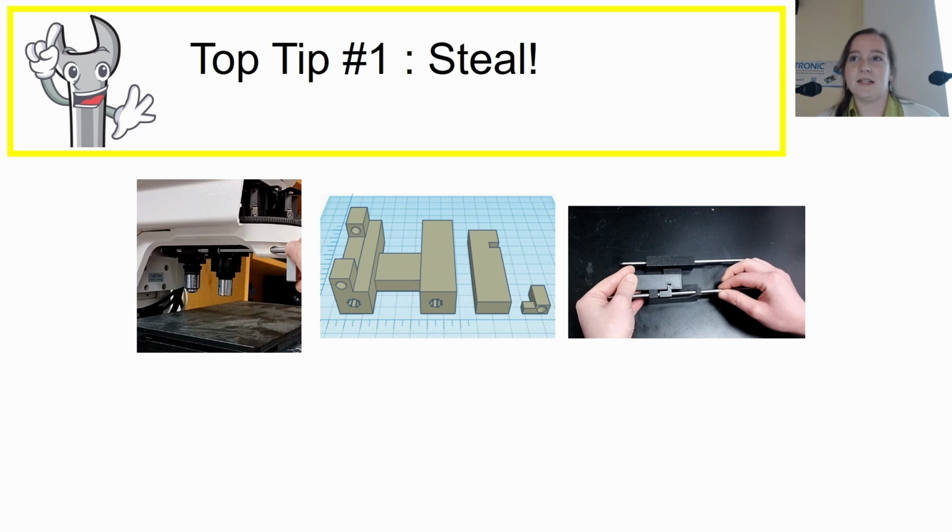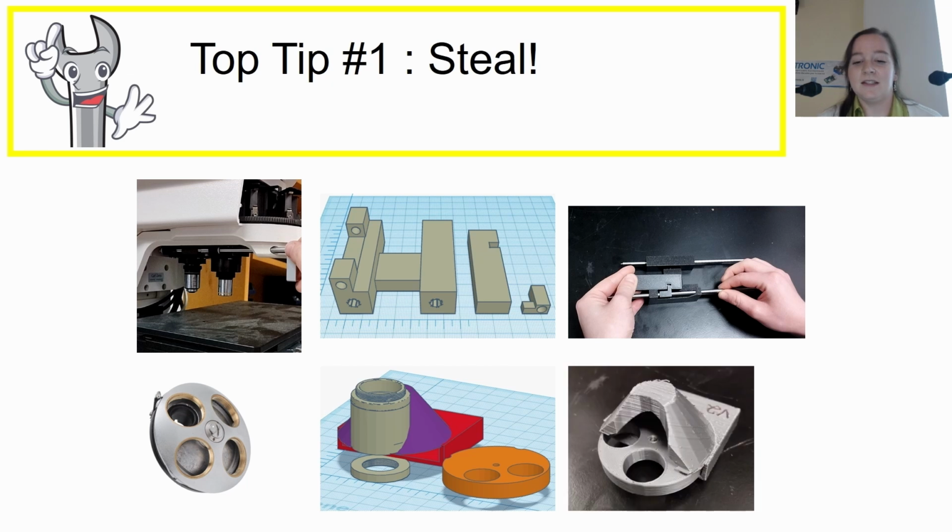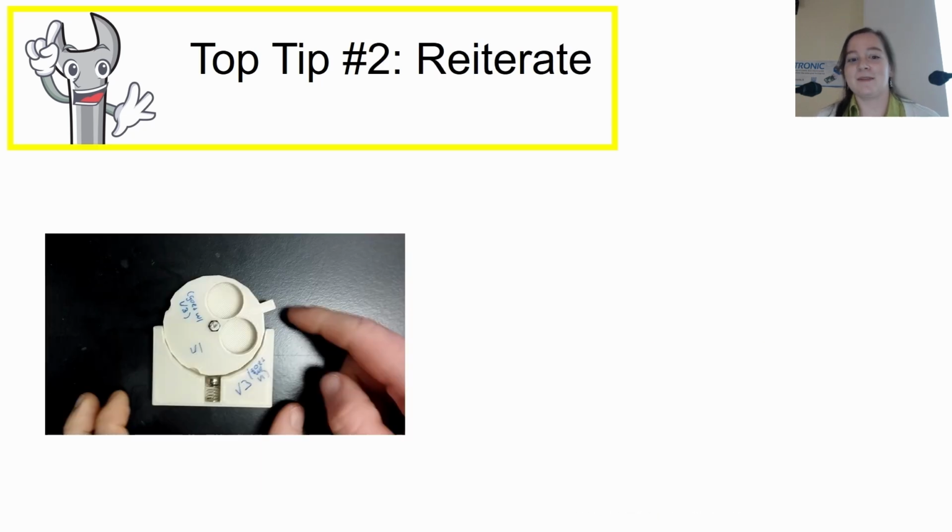Maybe I can make it into something 3D printable. And then I try it. And I was looking at objective lens turrets. Maybe I could do something like this and 3D print it. And not all of these designs were any good. Some of them were terrible. And that's okay, because my second tip is to reiterate your designs.